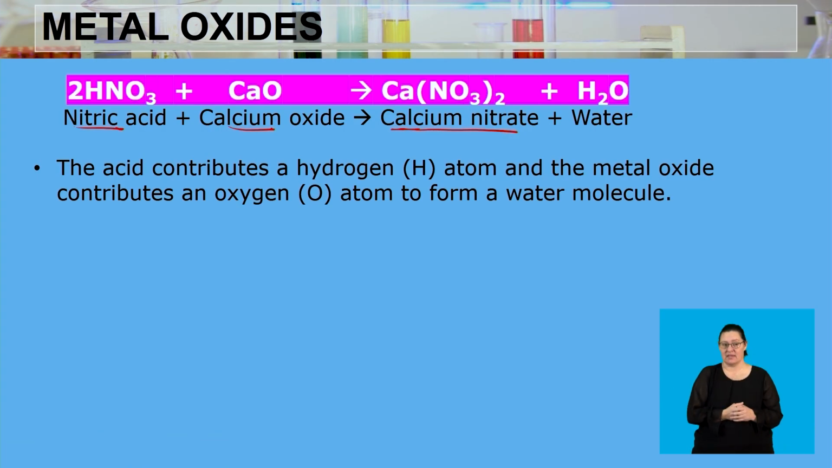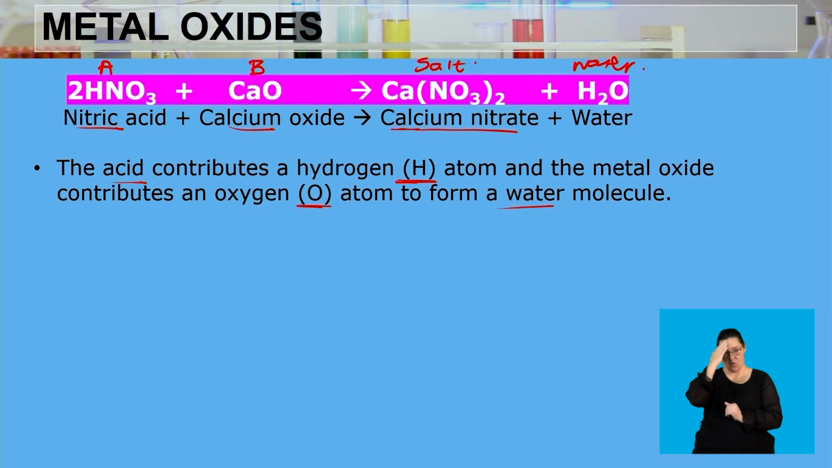So therefore, we're saying that this is our acid, this is our base, and that's our salt, and then obviously our water. So we are saying that the acid is going to contribute a hydrogen, the H atom, whereas the metal oxide is going to contribute the oxygen. Then when those two things react together, they're going to form the water molecule.